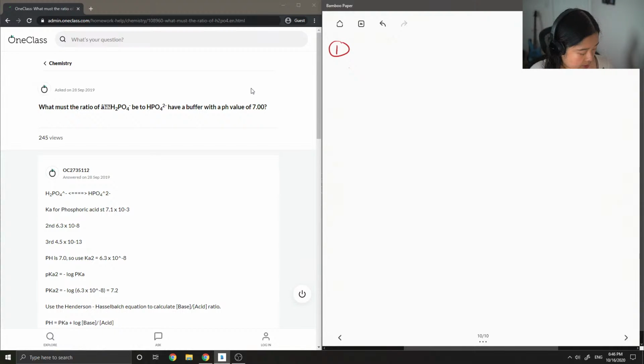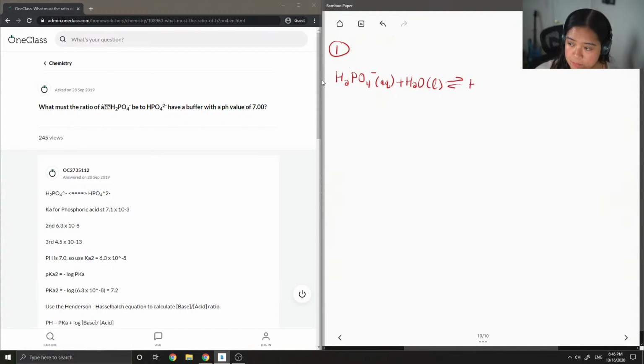And then the first thing we're going to do, let's just write out the reaction that goes on. So we have our H2PO4 minus, aqueous. It's going to react with water, which is a liquid, and then it's going to form H3O plus and HPO4 2 minus aqueous.